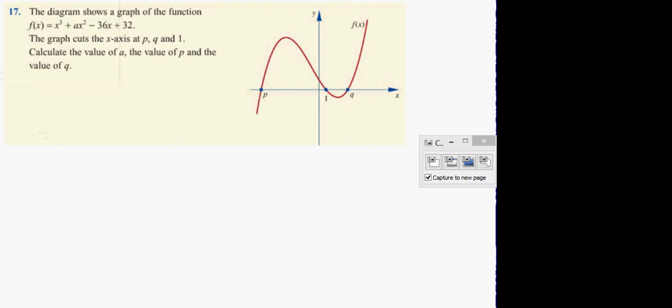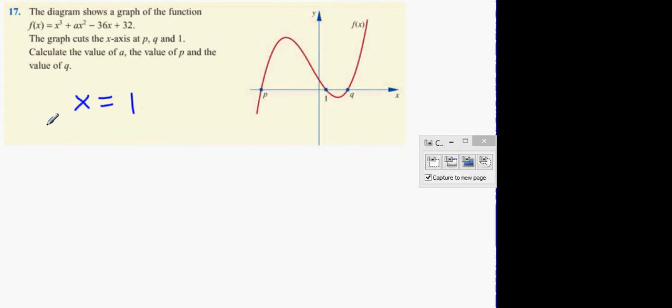Following is an equation. The diagram shows a graph of the function x cubed plus ax squared minus 36x plus 32. The graph cuts the x-axis at P and Q. P is a negative number, Q is a positive number because it's on the positive side of the x-axis, and the graph also cuts the y-axis at 32. Now we know x equals 1 is a root.